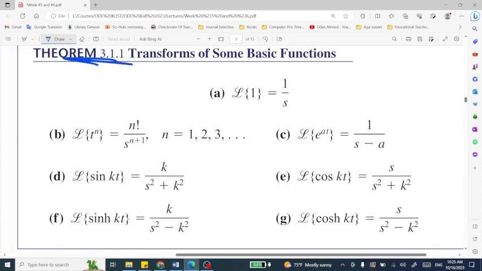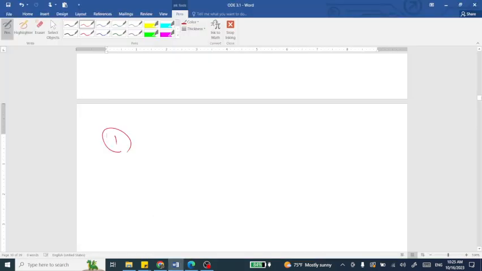I'll do the theorem and I'll do the table as well, that box and the other one, the inverse in section 3.2. So let's be familiar with it. The Laplace of 1 is 1 over s. You know about that one. Good.